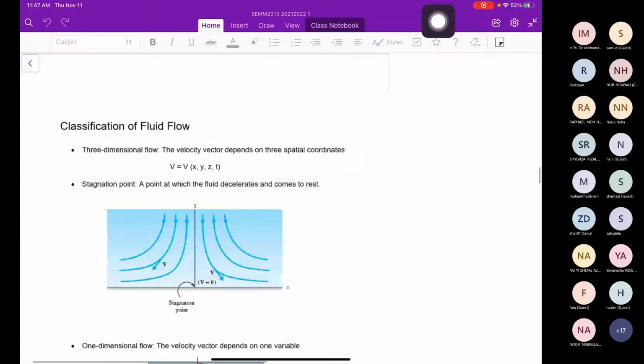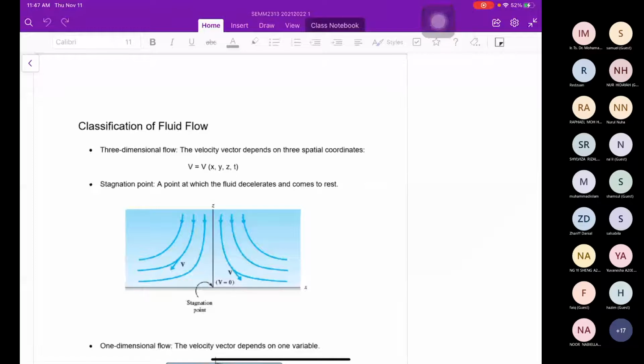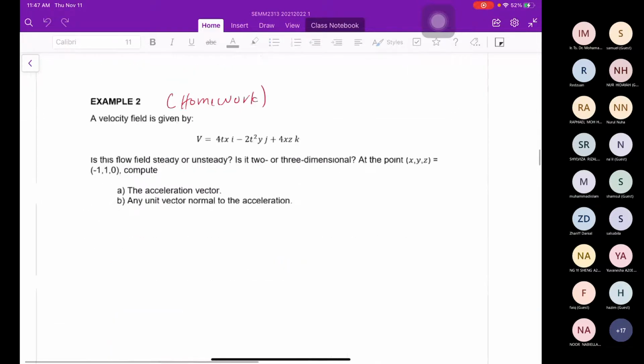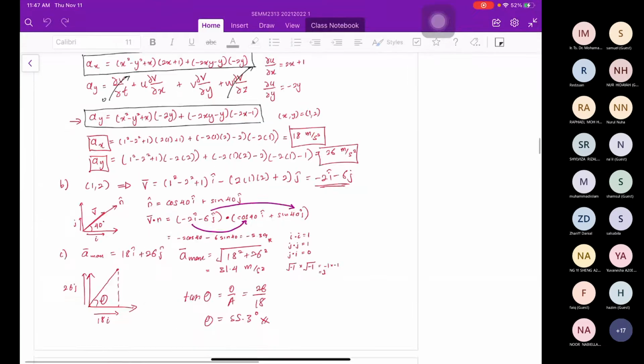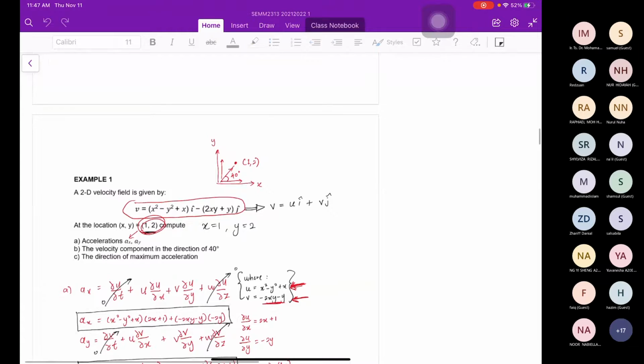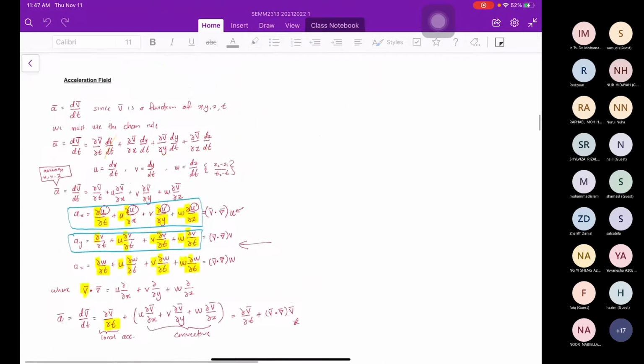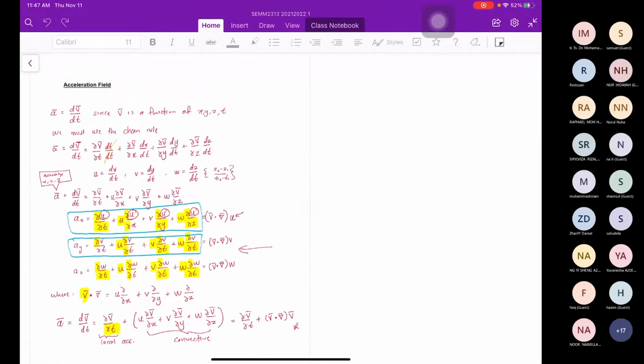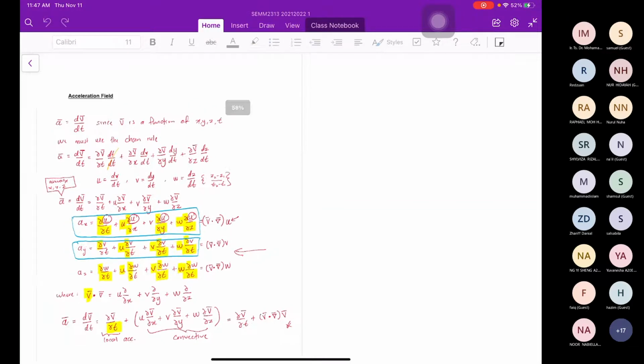Well, today we're going to continue on the classification of fluid flow as well as Bernoulli equation. So I would like to recap what we have learned in the last class. We learned how to derive the velocity and the acceleration vector in the form of Eulerian description. Remember that Eulerian description focuses on space and time, while the Lagrangian refers to time only.